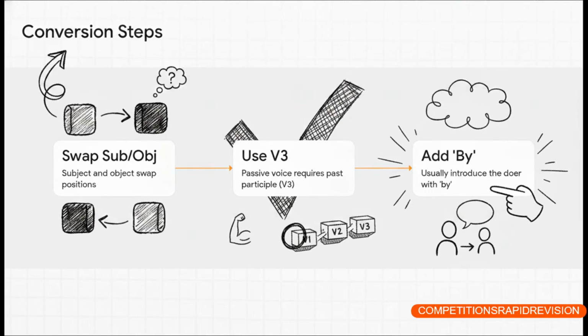To convert, you just have 3 basic steps. First, you swap the position of the subject and the object. Second, and please mentally underline this, you must always use the third form of the verb, the past participle, or V3. Passive voice is practically impossible without it. And third, we usually add the word by right before the new object. So Ram killed Ravan smoothly turns into Ravan was killed by Ram.